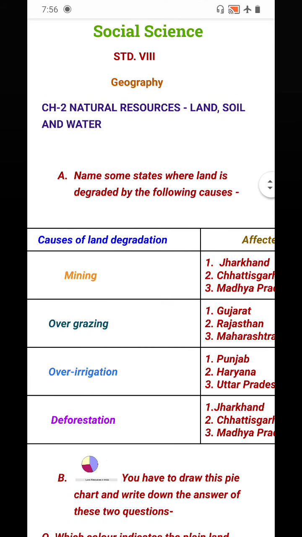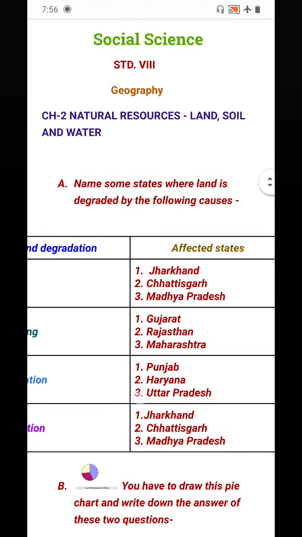The next cause is overgrazing. That means due to the footsteps of the animals when they are eating the grasses on the pasture land, on the grassland, at that time also the land is degraded due to the footsteps of the animals. Which states are affected by this cause? Mainly Gujarat, Rajasthan and Maharashtra.